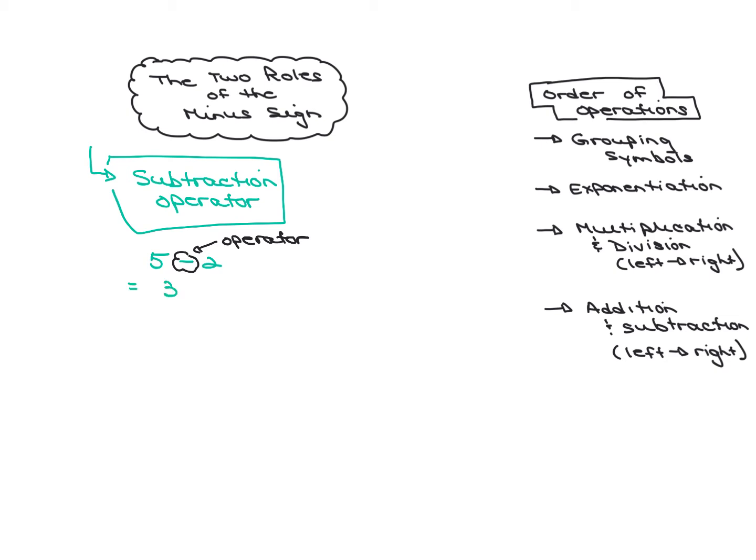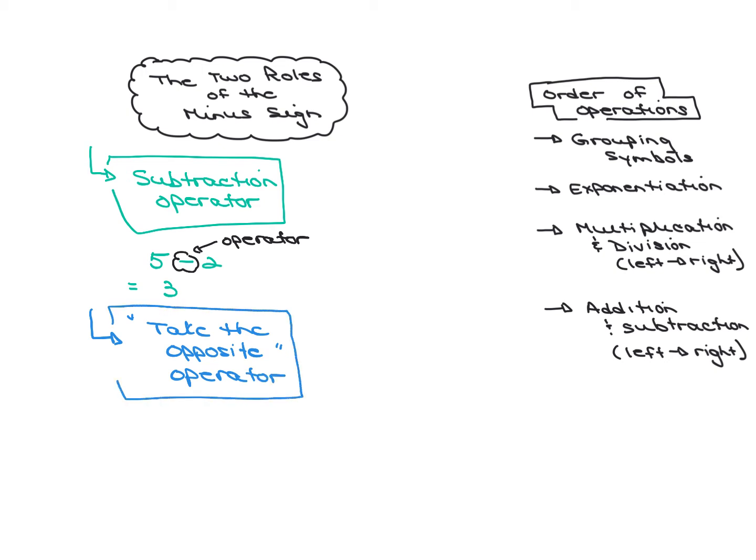Now, the second role for the minus sign is a little bit more subtle. And in this case, the minus sign is used to represent what I'm going to call the take the opposite operator. So take the opposite. And let's look at a couple of examples for this. I think you've used this before.